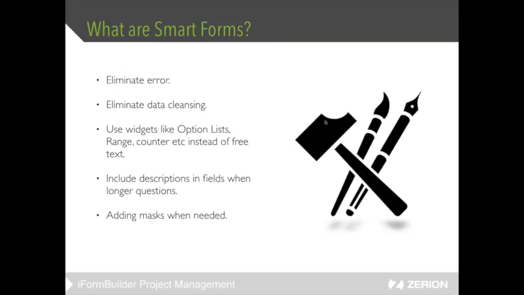So on to, as we continue, I mentioned that it's really important that you build smart forms. So what are they? They eliminate the error. They eliminate that need for data cleansing. They use elements like our option list, the range, our counter widget. They could use masks with our masking widgets. And they use the description fields for questions that are a bit longer.